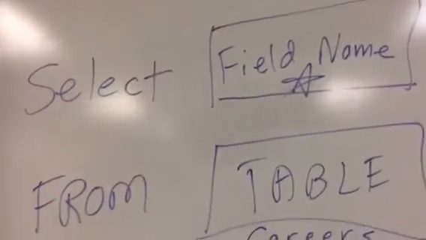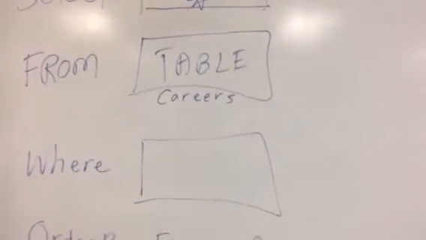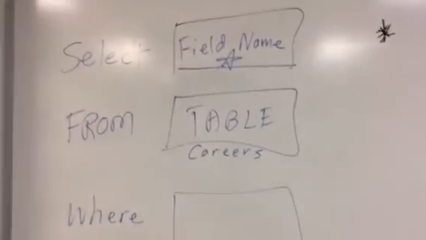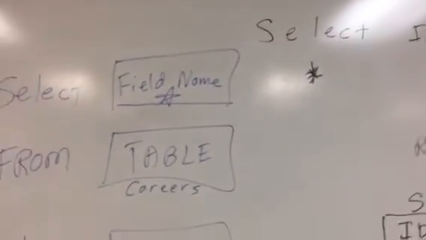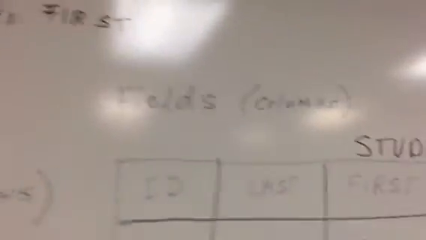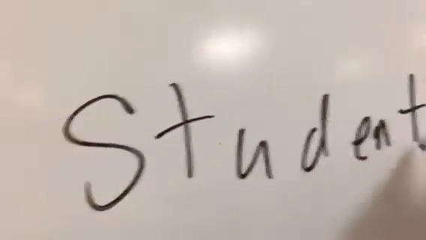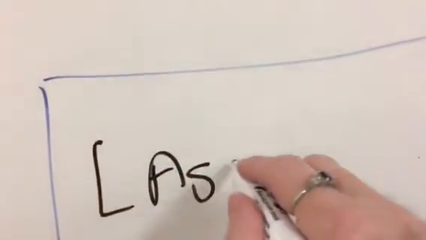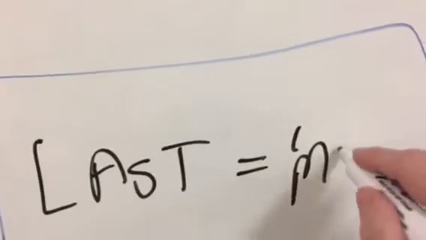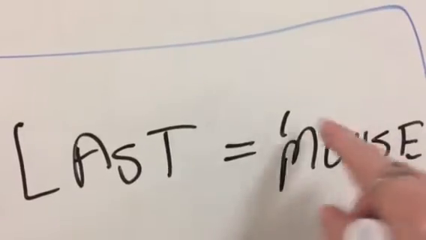So we want to select our fields from whatever our table name is called. These are also sometimes called files. Where is a conditional element. In our case, we want to get all of the information from, in my case, this is called the students table, right? Okay, so we want to do from students. And we want to do it where, let's go ahead and say last, that's my field name for last name, is equal to Mouse.